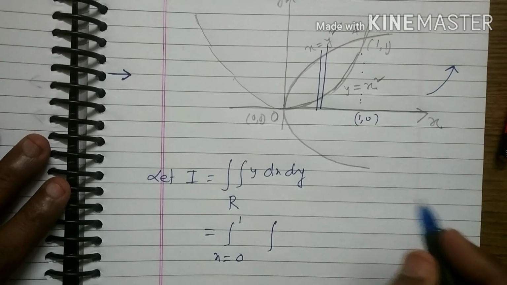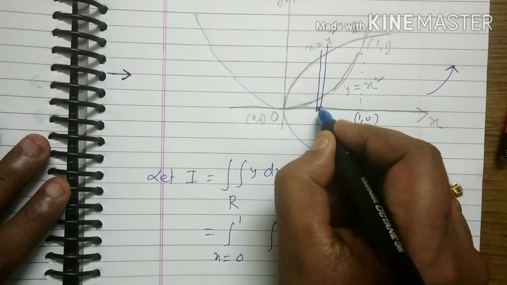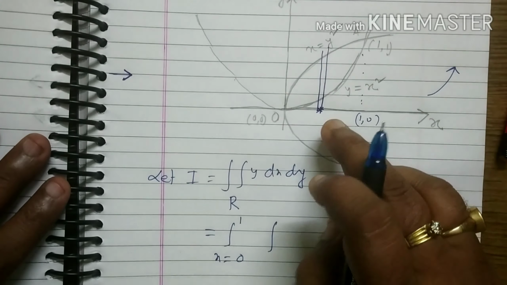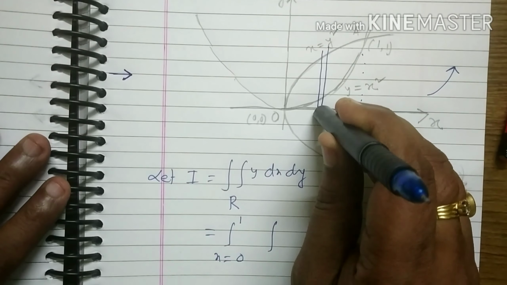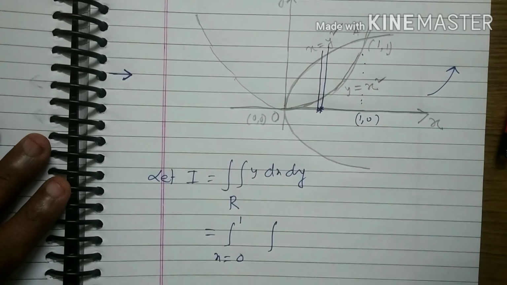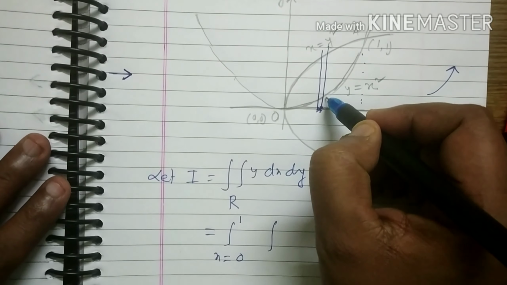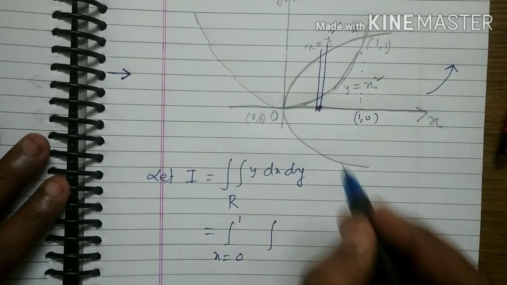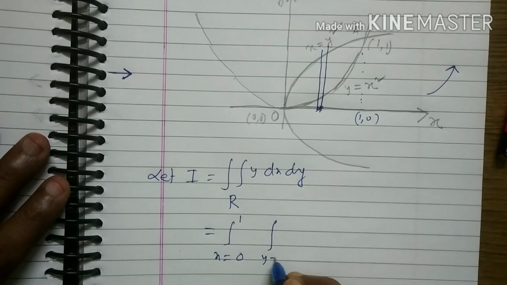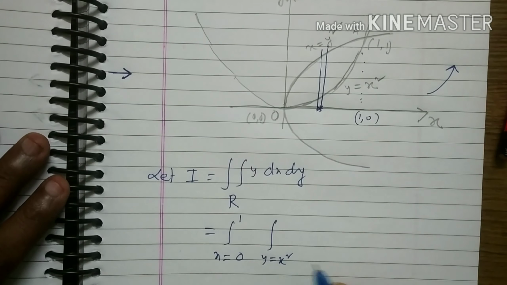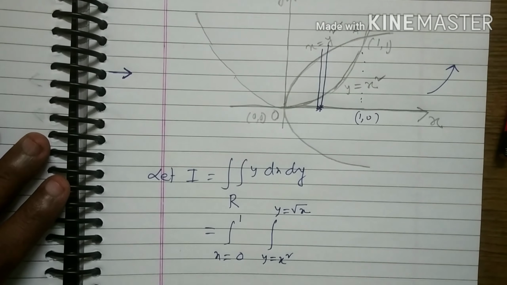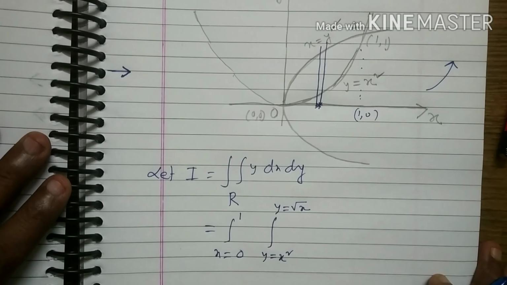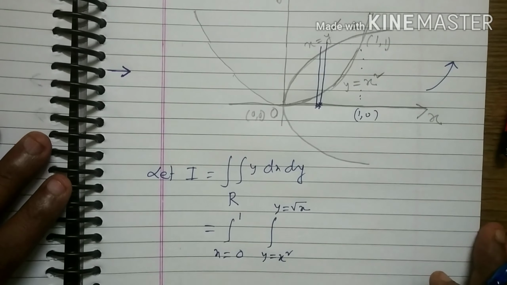Second part. Now you stand on the x-axis. Just you are standing here. Now you check. In front of you there are two curves. One is this, another is that. Which one is close to you? This one. So I should write y equals x square as a lower limit, and that one is your upper limit, y equals root x. Is it clear? Should I repeat? Okay, I can repeat, no problem.